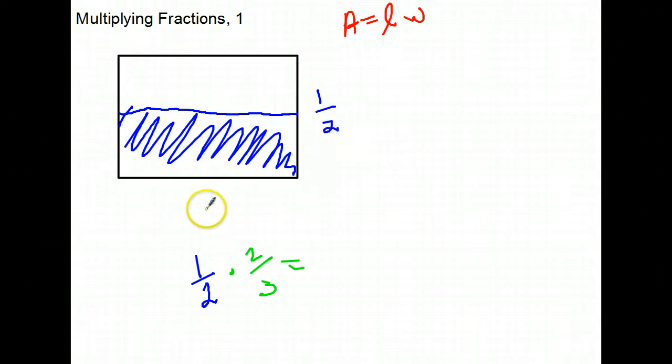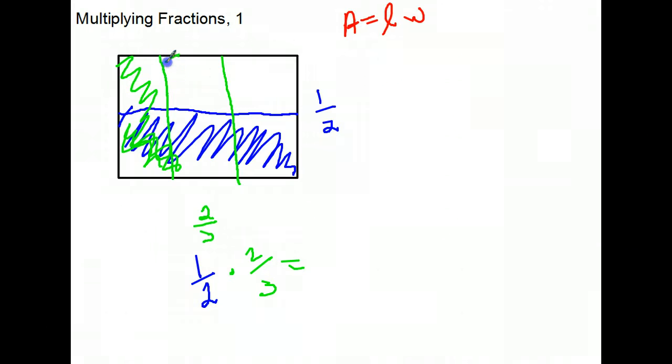Now I want to do the 2/3 side, and I'll do that one in green. So I'll cut my area again into columns here, and I will shade two of those columns. So let's say that this column is shaded and this column is shaded.